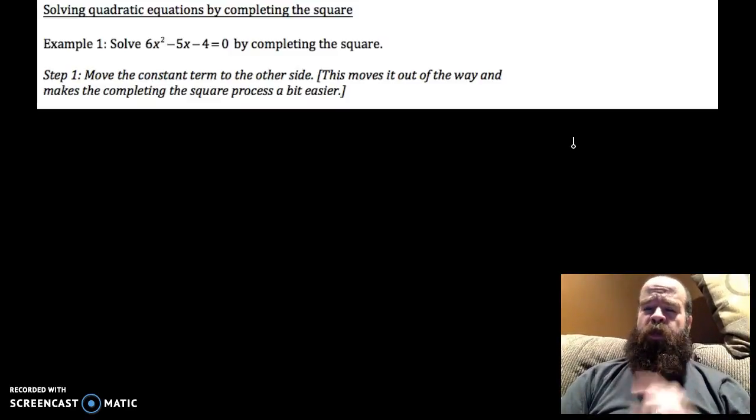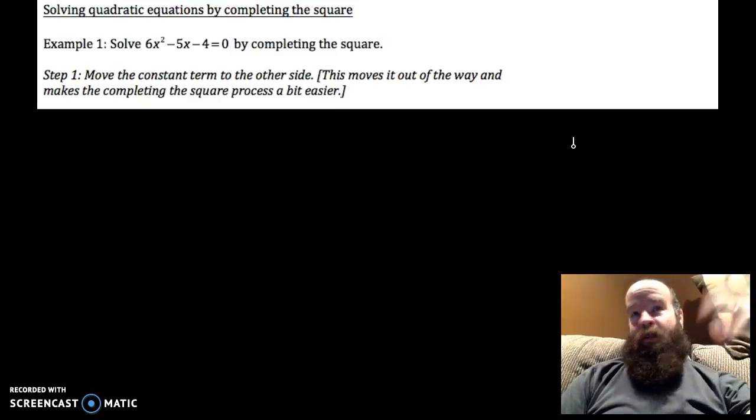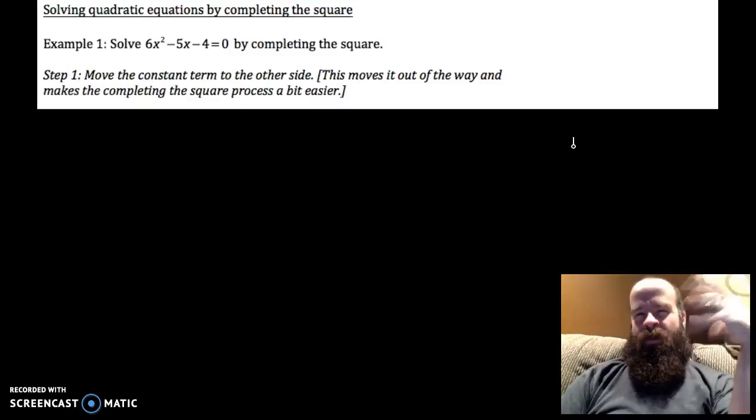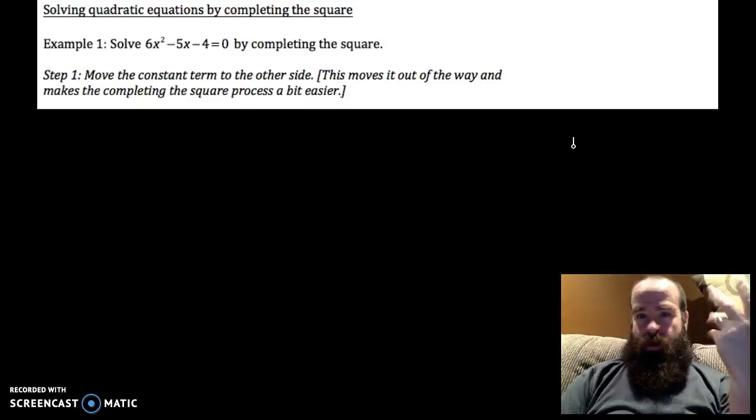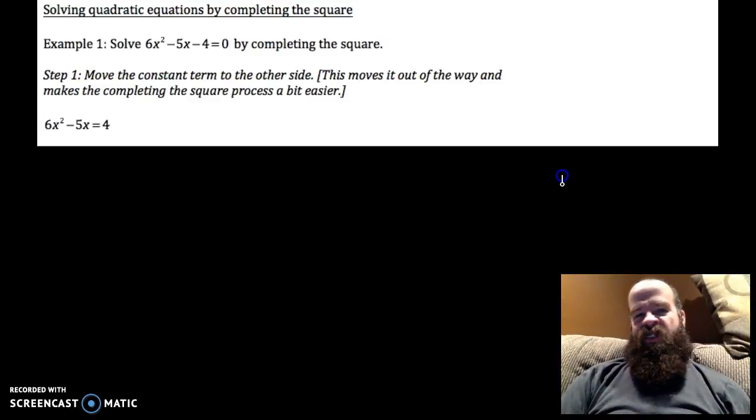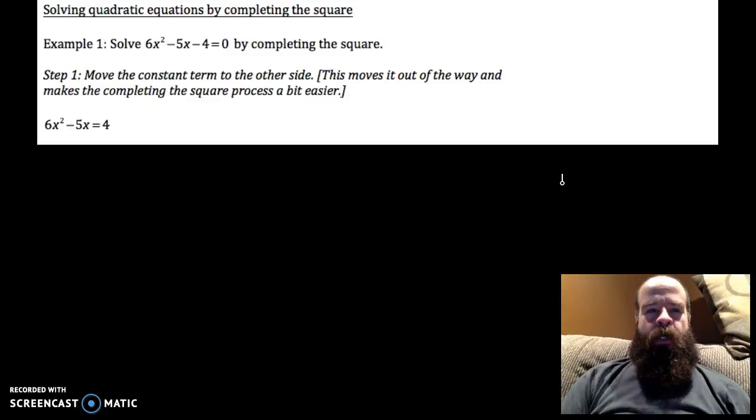The first thing you want to do when you're completing the square is to move the constant term to the other side, because completing the square is all about turning something that has an x squared and an x in it into a perfect square trinomial. The constant just sort of gets in the way visually, so I'm going to move it over to the other side to make it a little more visually appealing.